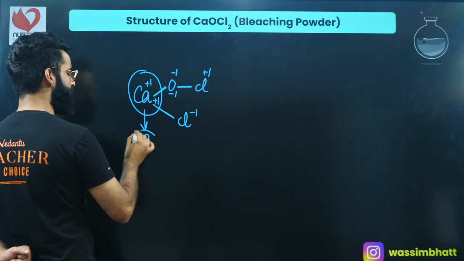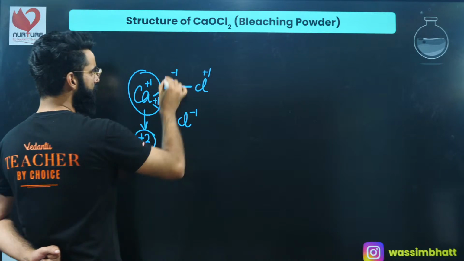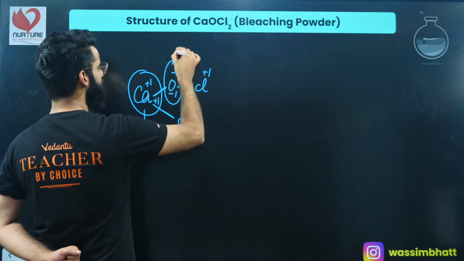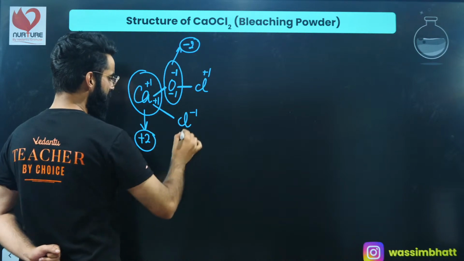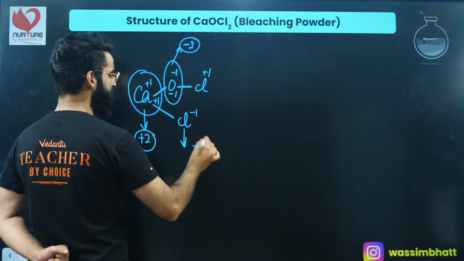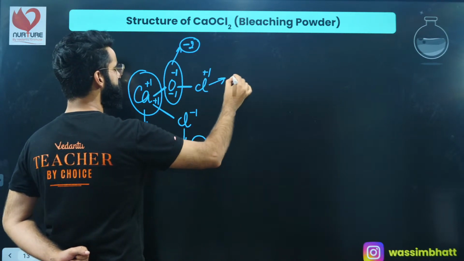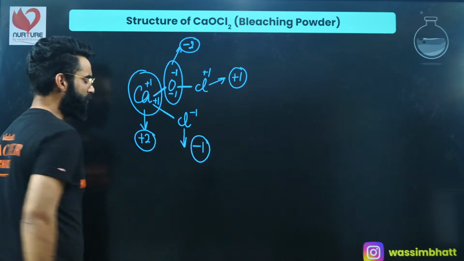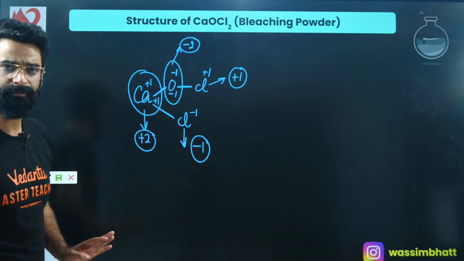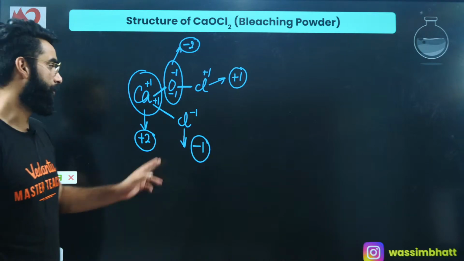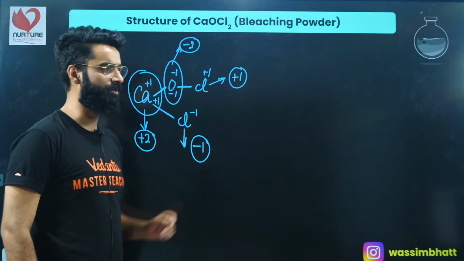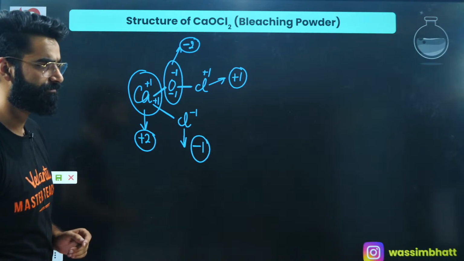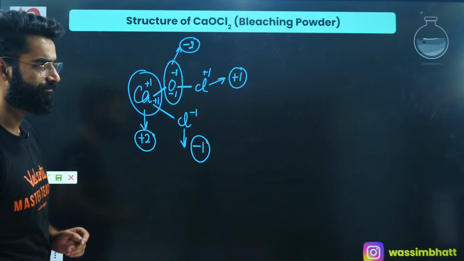So +2 is going to be the oxidation state of this calcium. What is going to be the net charge present on this oxygen? It's going to be -2. So -2 is going to be the oxidation state of this oxygen. What about the oxidation state of this chlorine? It's going to be -1. What about the oxidation state of this chlorine? It's going to be +1, right? So these 2 chlorine atoms over here in bleaching powder, one is going to have the oxidation state of -1 and one is going to have the oxidation state of +1, right? Right, people?